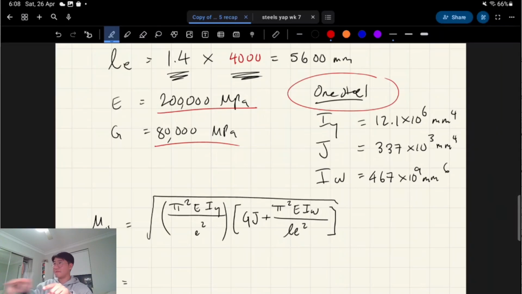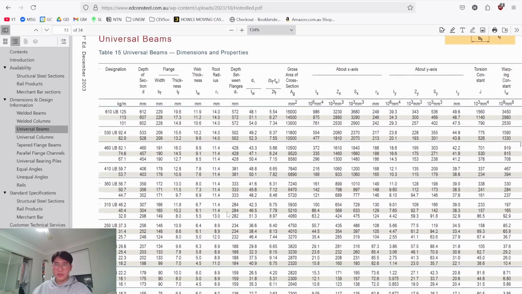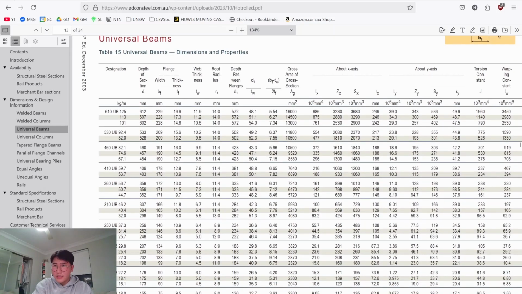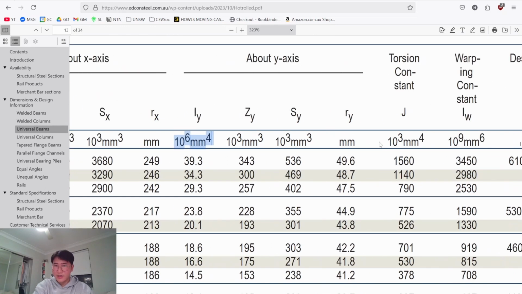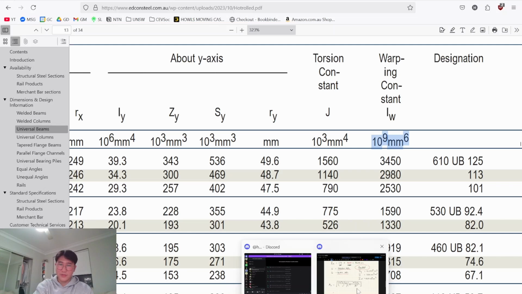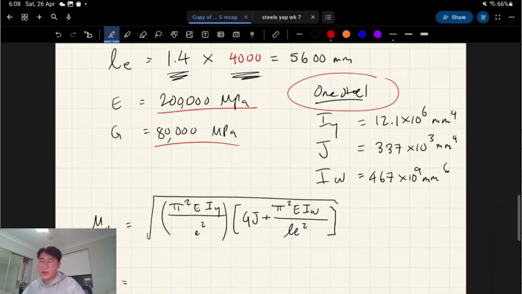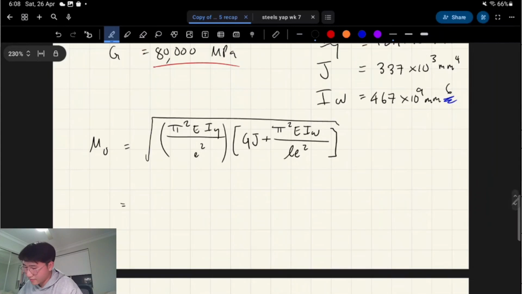All you've got to do is look at the dimensions page, and you can look in these columns on the right here for torsion and warping, and IY. So just be careful: IY is 10 to the 6, J is 10 to the 3, IW is 10 to the 9. So these are all going to be a bit different. Just make sure you're writing everything down correctly. They also have different units for warping constant, but you're not going to have to convert the units, it's fine.